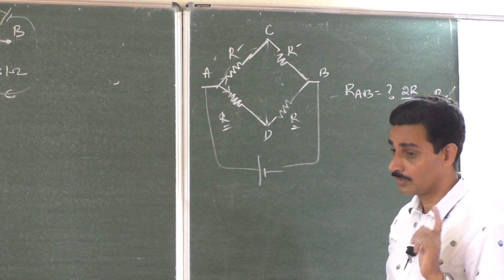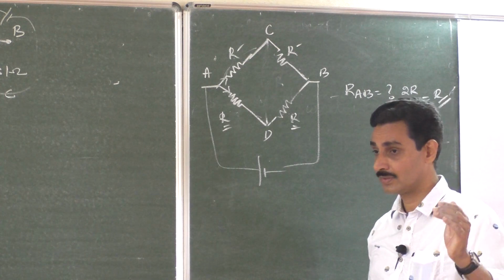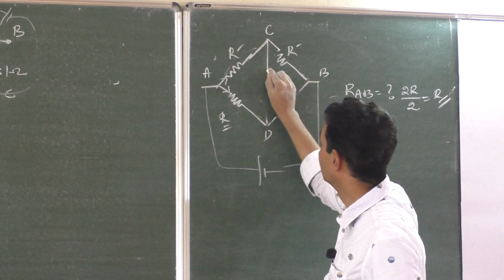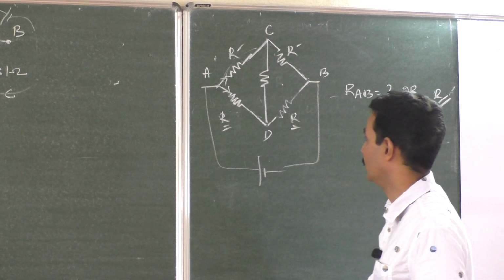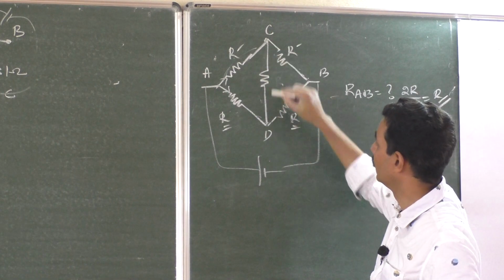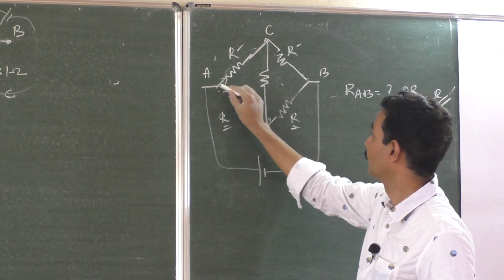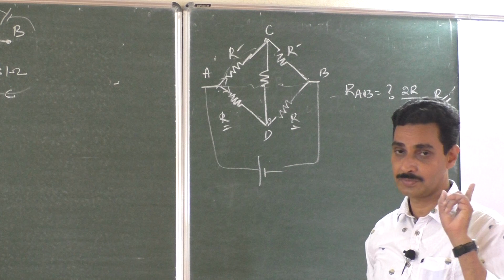Another point you have to remember, which I mentioned in one of the previous classes: if it has to be a Wheatstone's bridge, the fifth resistor, which is the galvanometer, should be across the 2 vertices which are not used by the battery. And if you connect the 5th resistor here, it is not a Wheatstone's bridge.